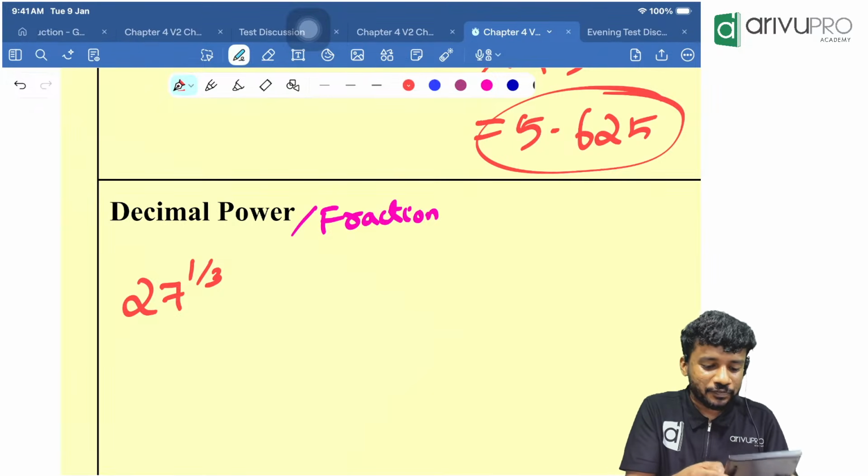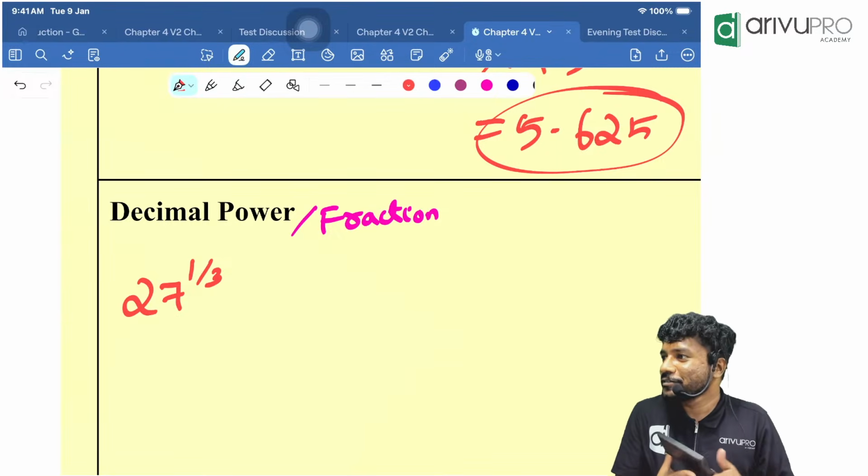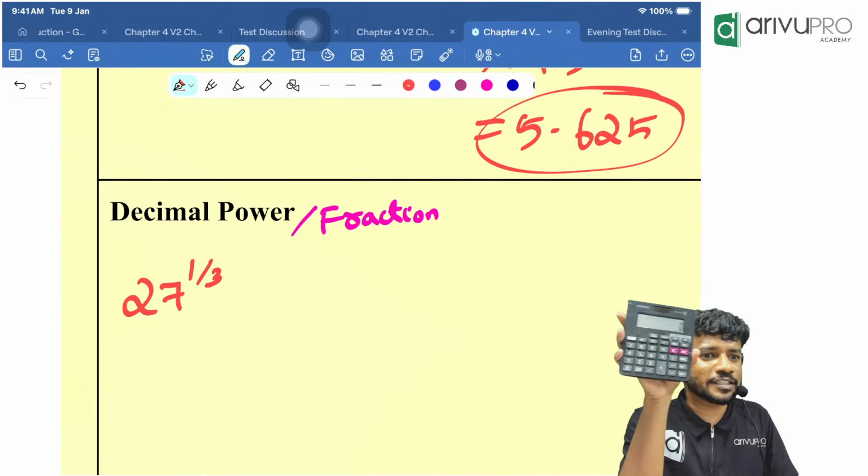Yes, correct. Even for BTech it is allowed, then why not CA? Yeah, because usually you are using this calculator.